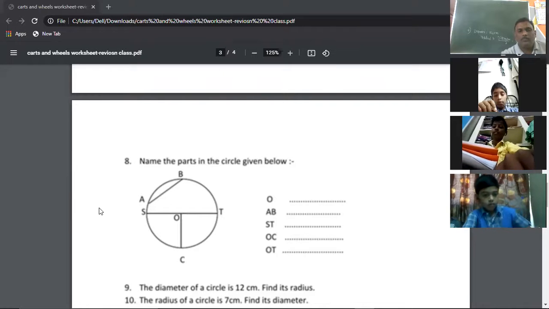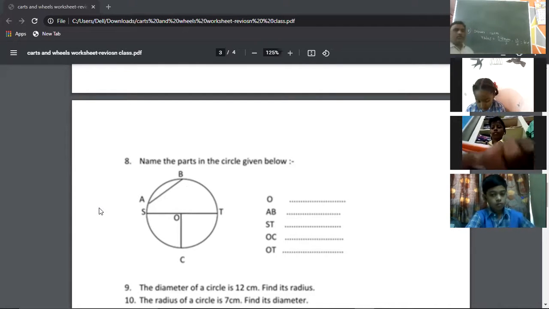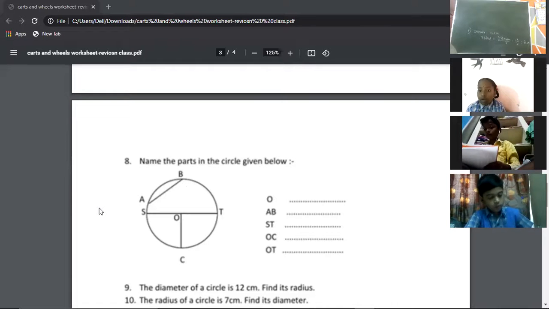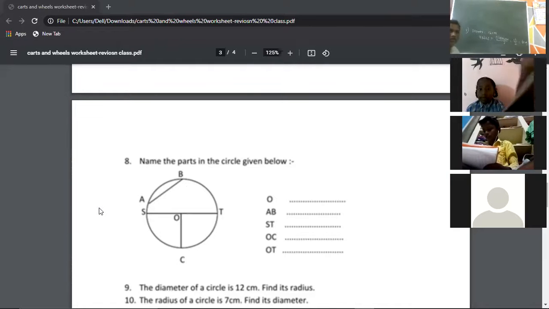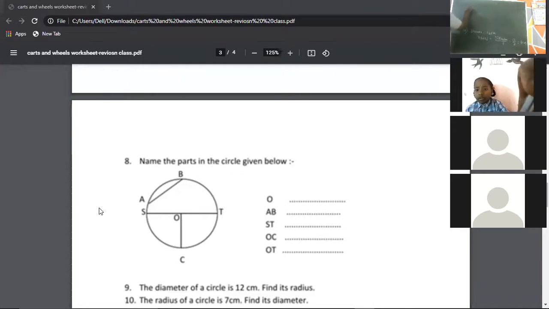Sir, excuse me, side please, sir. Sir, can you move side? Sir, 12 after what, sir? B, C, Y, sir. 12 by 2, right, sir. 12 divided by 2 will be 6 centimeters. Sir, we can't see that.